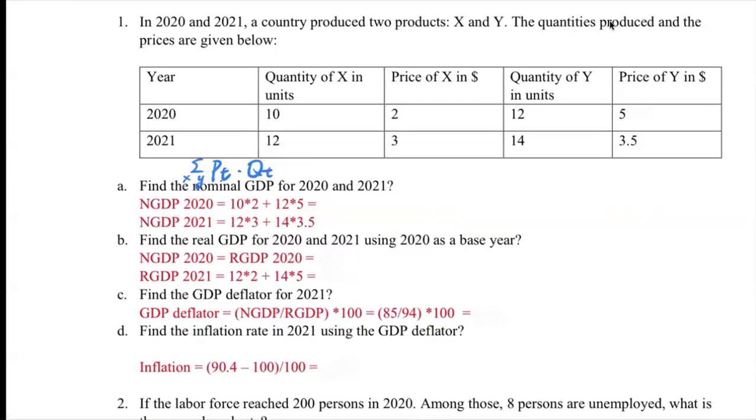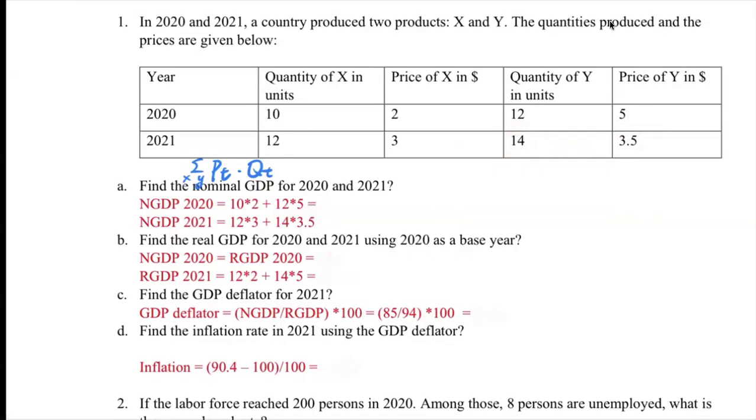So the nominal GDP in 2020 is just the quantity of X times the price of X, plus the quantity of Y times the price of Y. You sum these two up, and you get the nominal GDP. Same logic for 2021: you have 12 times 3 plus 14 times 3.5. So you have the nominal GDP. Here I just left the answers for you. I think it would be enough for you to prepare your homework, right?